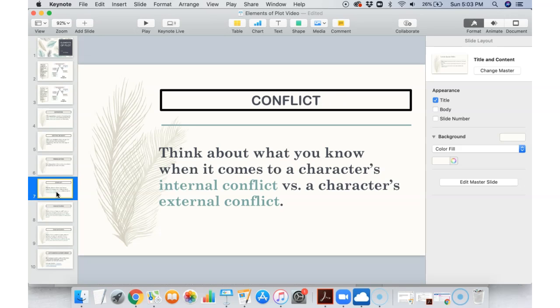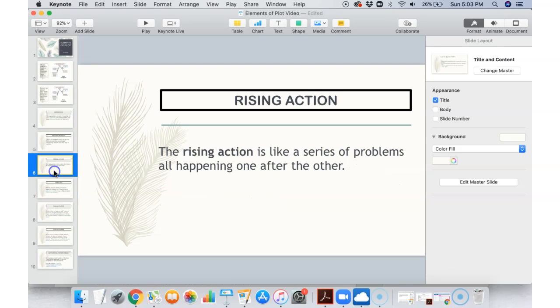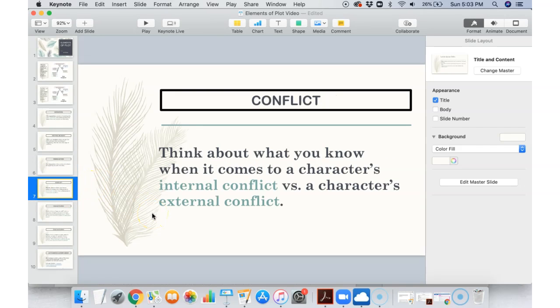So like I mentioned before, we're talking about the conflict, right? The rising action, let me go back for a sec. Remember how I said the rising action is a series of problems? Well, those problems are just conflicts, right? So some of the problems might be internal conflicts. Some of the problems might be external conflicts.